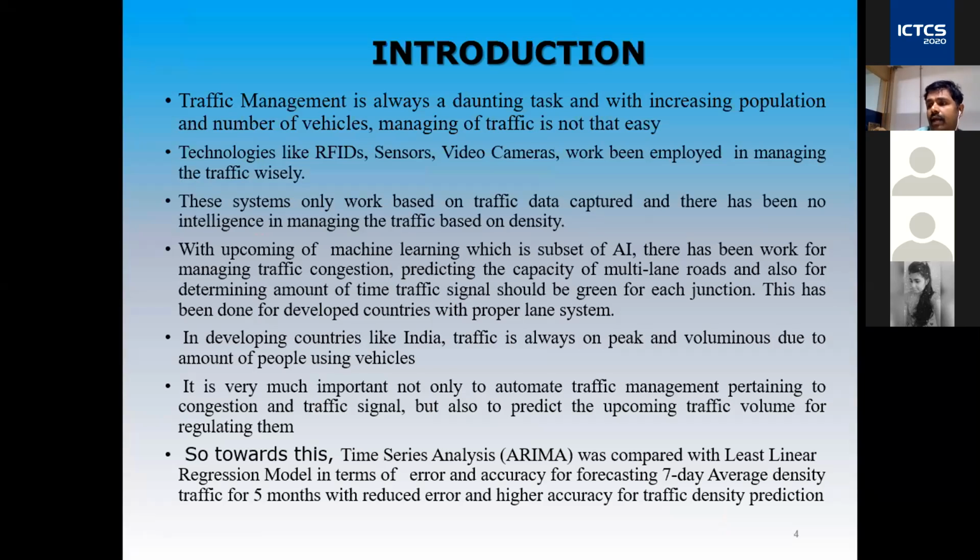The reason being, we do not have a system like what we see in developed countries like Singapore or the US, where the traffic is high during the peak hours and low during the non-peak hours. And also, with the ever increasing population, many people are opting to use their own transportation to commute from one place to another. Though we have metro rail and metro bus, we still opt to do that.